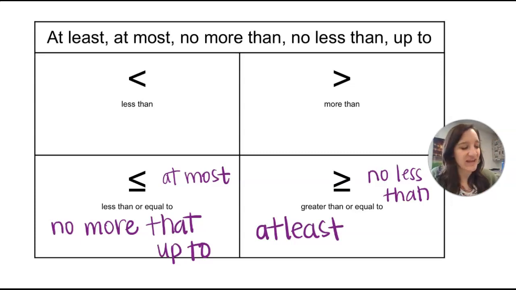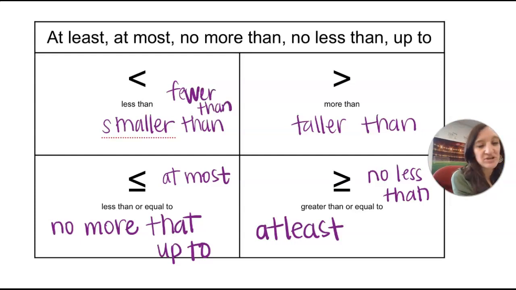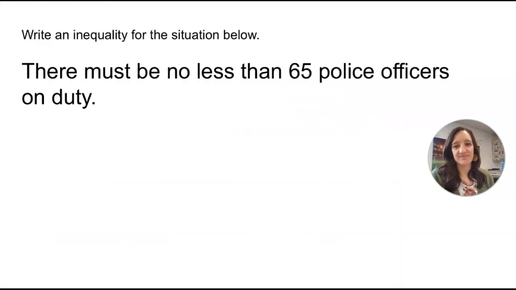We don't have any more examples for less than, but it could be like smaller than, taller than, or more than. Kind of examples like that. If you're getting bigger, you want more than or taller than. Another less than could be fewer than. Does that give you some ideas? So now when you see these words, you know what kind of inequality symbol to use.